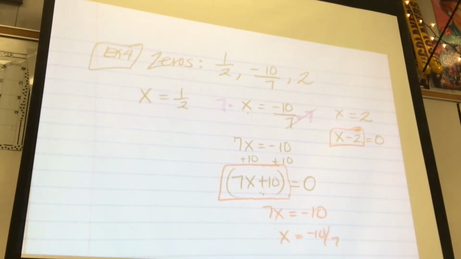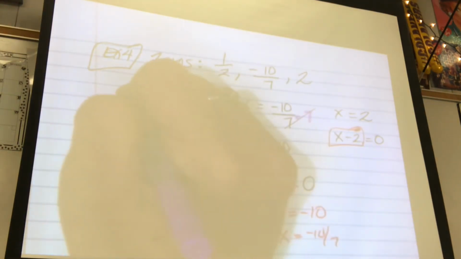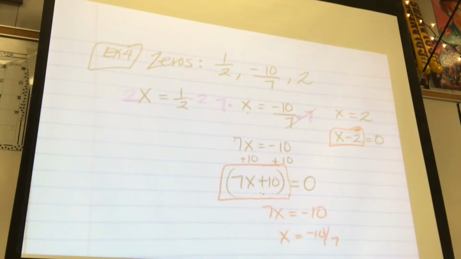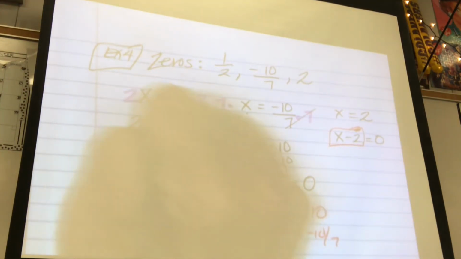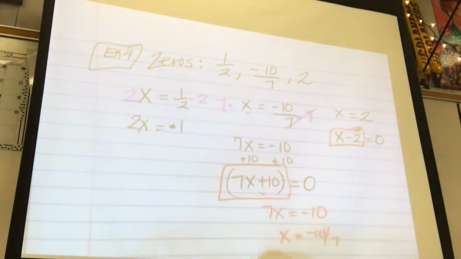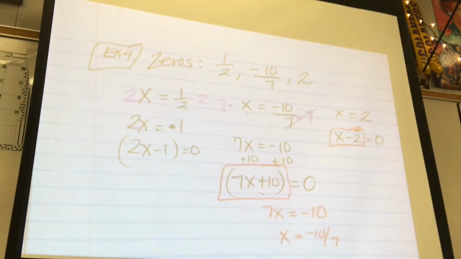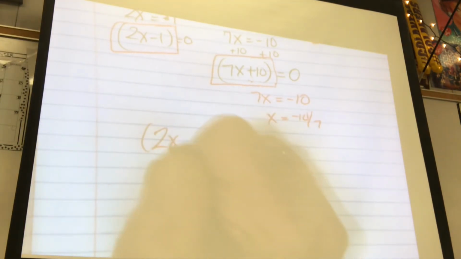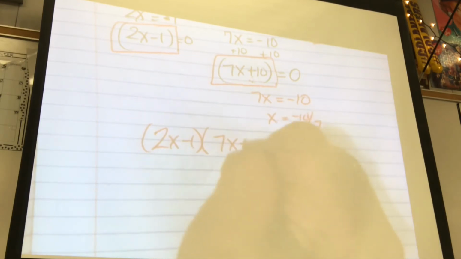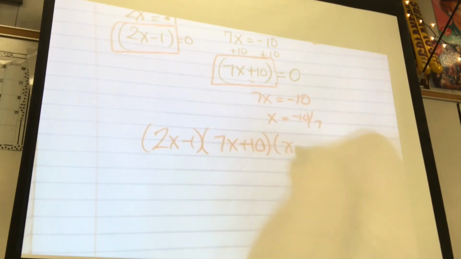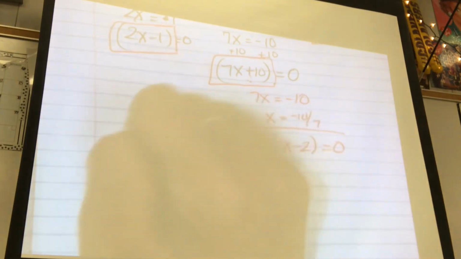Okay, so how would I do 1/2? Same exact thing. What would I do with that 2? Multiply by 2. You get 2x equals 1. And then you're going to subtract. So 2x minus 1 equals 0. And that's my third binomial. So my final answer is going to be 2x minus 1 times 7x plus 10 times x minus 2 equaling 0.